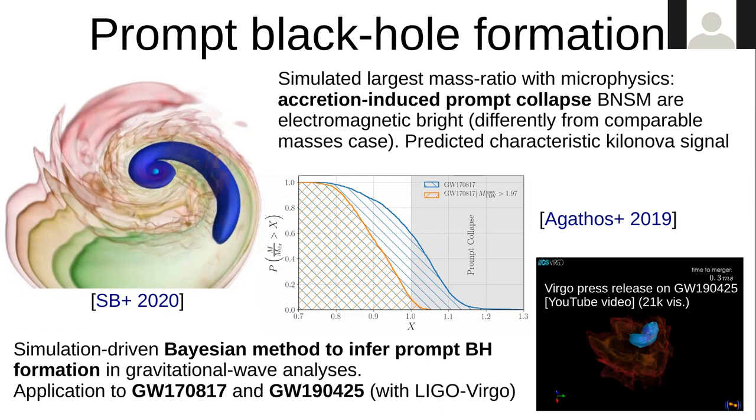And we have also applied this method to the second binary neutron star event detected by LIGO and Virgo, in this case as a member of the Virgo collaboration. And some of us were involved in the analysis and in the writing team of the discovery paper.